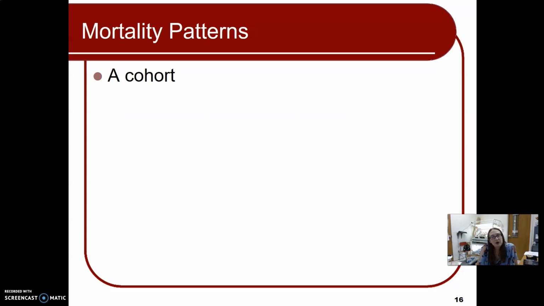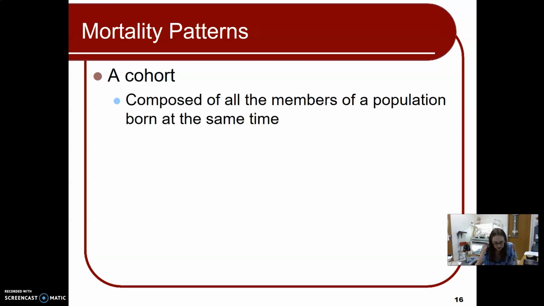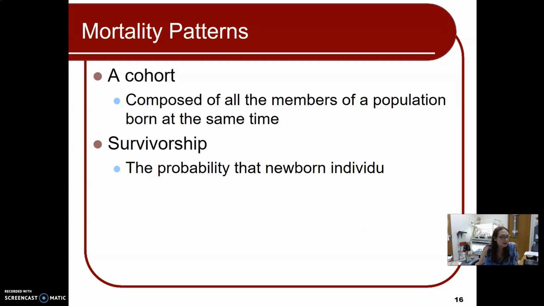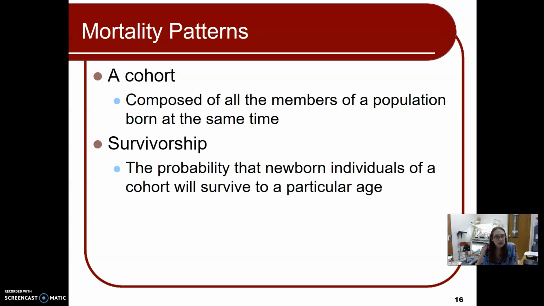We have what we call mortality patterns. So a cohort, I know it's a lot of definitions. A cohort is composed of all of the members of a population that are born at the same time. Okay. Survivorship is the probability that newborn individuals of a cohort are going to survive to a particular age.